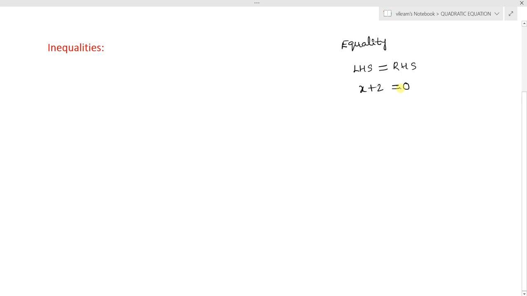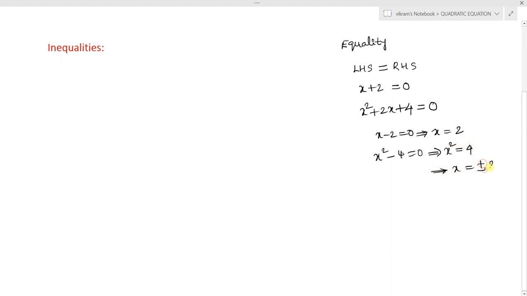A linear equation or a quadratic equation, for example x square plus 2x plus 4 equals 0. These types of expressions or equations are represented with the symbol equal to, and are called equality. We can find the solutions for these. If x minus 2 equals 0, then x equals 2. If x square minus 4 equals 0, then x square equals 4, which means x equals plus or minus 2. So this is the way we can represent it.